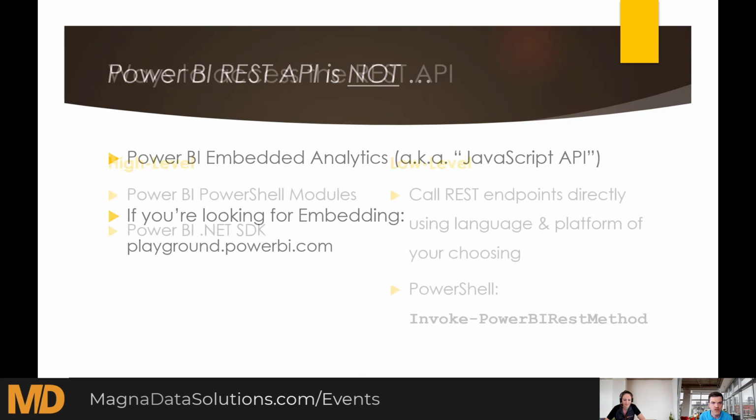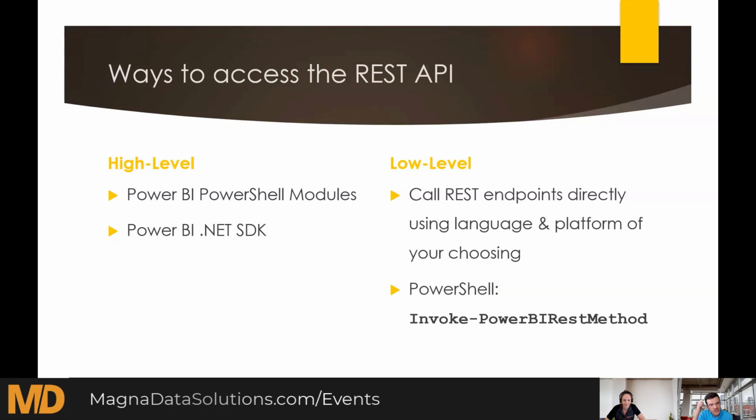So let's move on. There are different ways to access the Power BI REST API, with levels of abstraction. You don't have to know how to form an entire JSON object to make requests to the API. We've got abstractions for that. You can do that through the Power BI PowerShell modules available from Microsoft. Those are modules that have a set of what are known as PowerShell cmdlets, which allow us to go ahead.